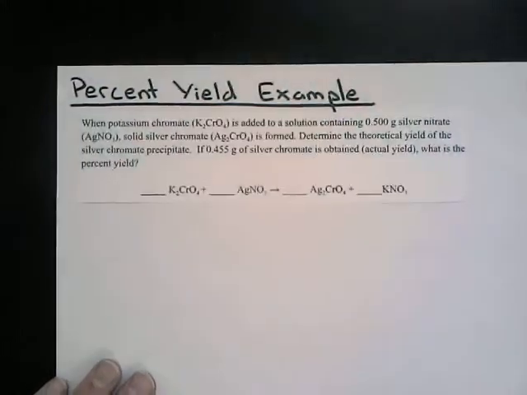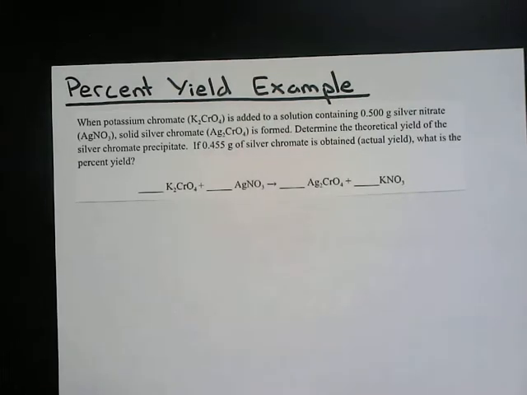Okay, so we want to determine the percent yield of the following reaction. We have potassium chromate is added to a solution containing 0.5 grams of silver nitrate. As the products produced, there's solid silver chromate and there is potassium nitrate formed. We want to determine the theoretical yield of the silver chromate precipitate.